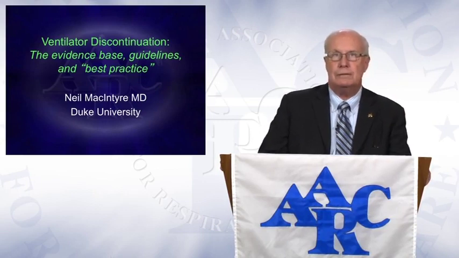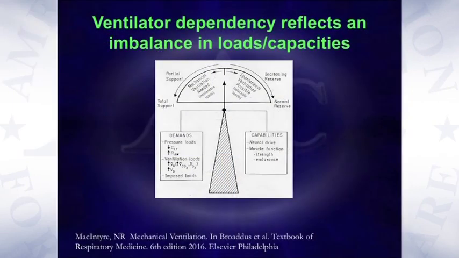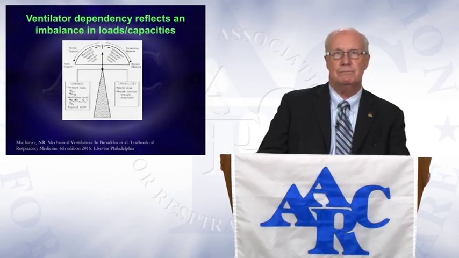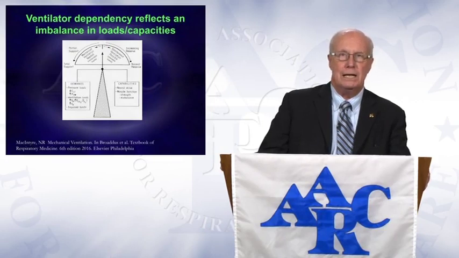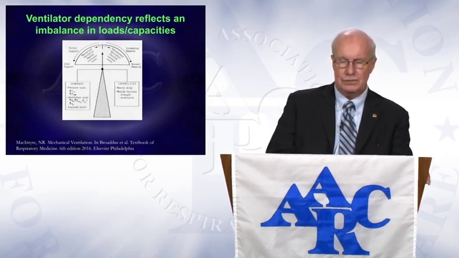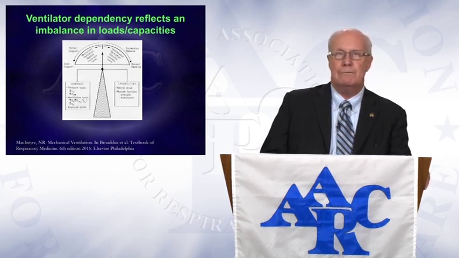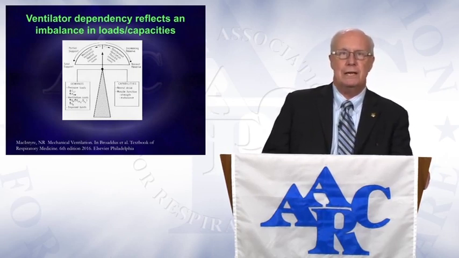Number one is they're too sick, and that's depicted on this little balance cartoon here. On the right, we have the capabilities of the patient, the neuromuscular drive, muscle capabilities, and on the left, we've got the demands on the system, the ventilation loads, the compliance loads, the resistance loads, and imposed loads that we sometimes put on patients unintentionally. And when this balance is way to the right, we have normal neuromuscular capabilities, the demands are low, we obviously do not need a ventilator.